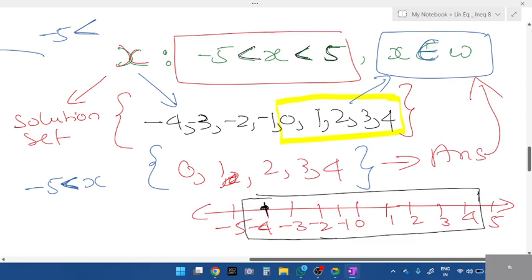So just because minus 5 is given, you shouldn't write minus 5, minus 4, minus 3. We should always follow the condition. X belongs to whole number. That is the condition given.